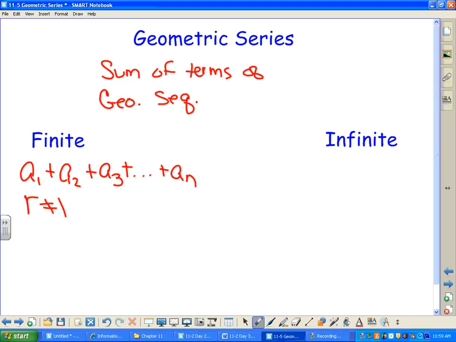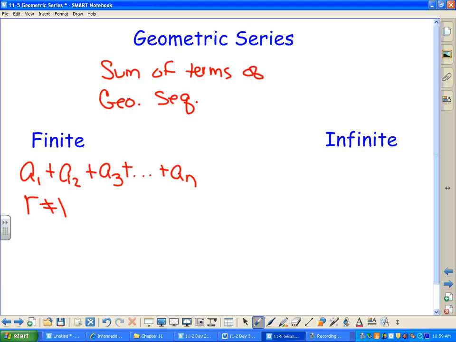Now you remember with the geometric sequence, we have that r stands for our common ratio, right? And it's the number that we're multiplying by each time to go from term to term. So why do I want to say that r is not 1? Your formula would end up just being n. Actually, it wouldn't quite just be n.